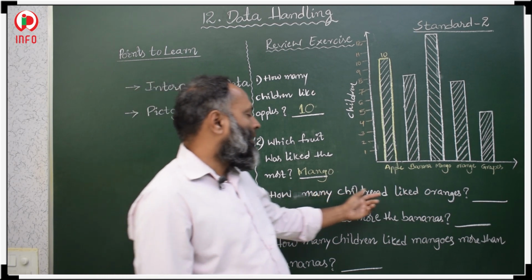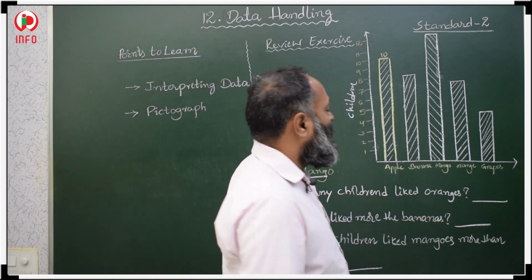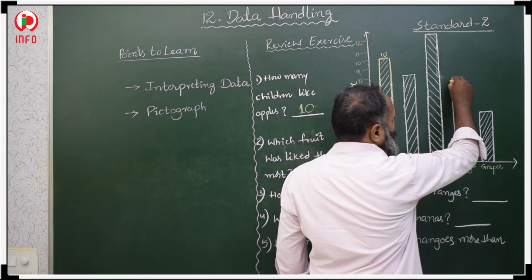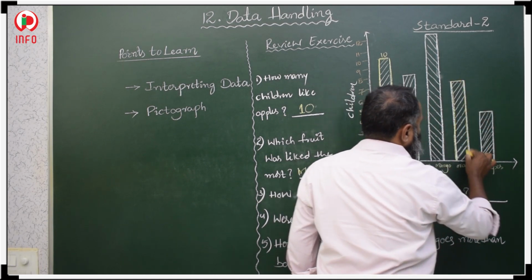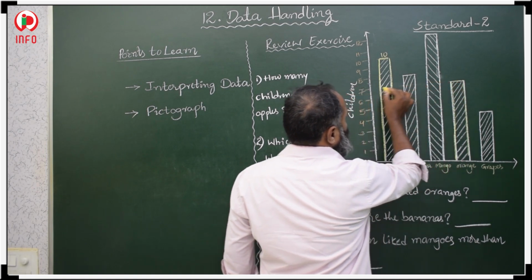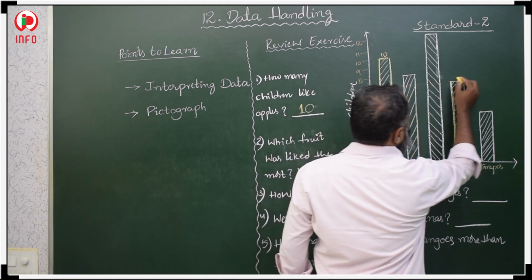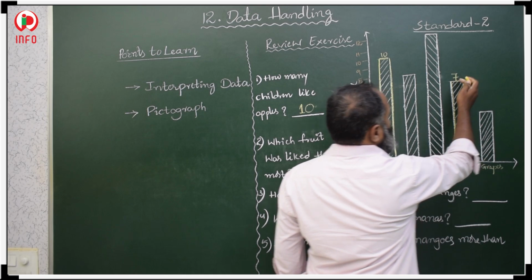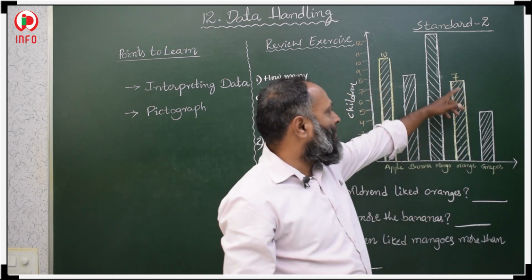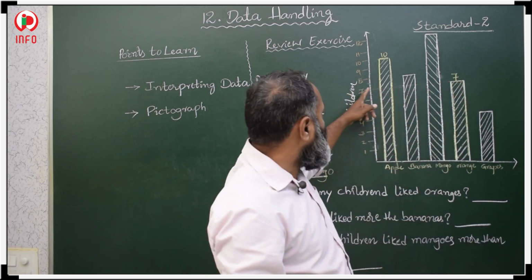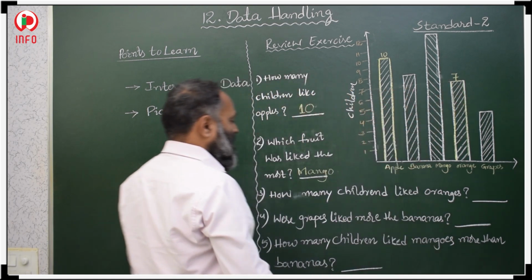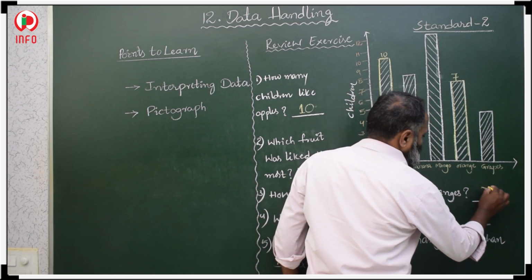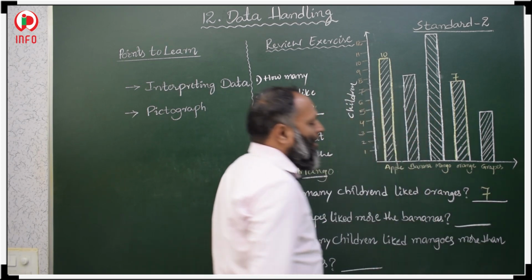How many children liked oranges? Here, this is the orange bar. Where is it exactly? It is at 7. We have to check the length of the bar. The length of the bar is at 7, which means 7 children like oranges.